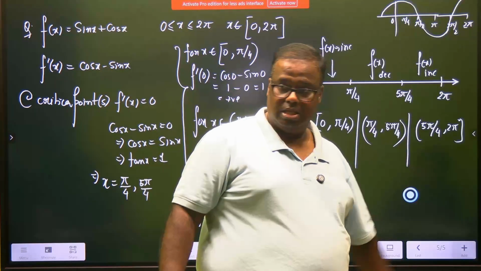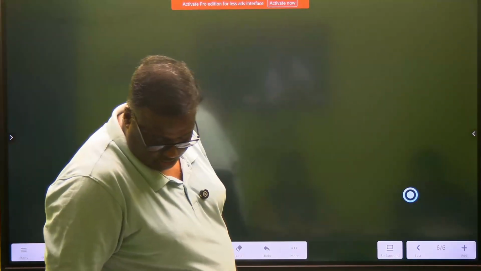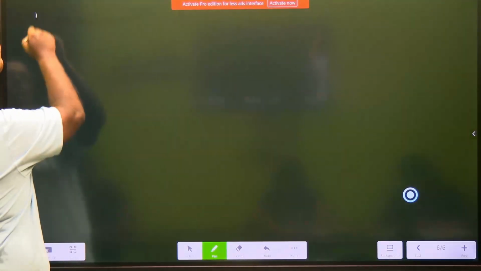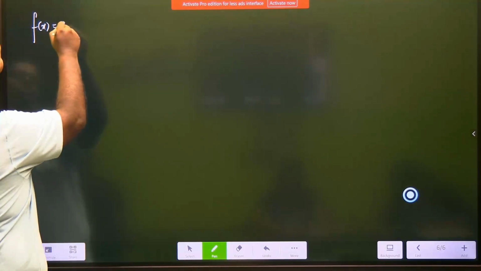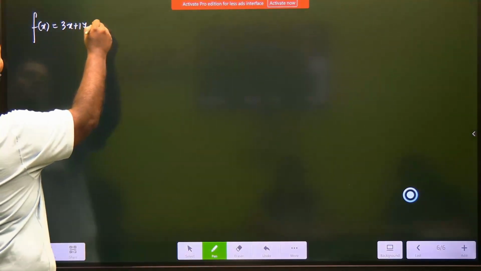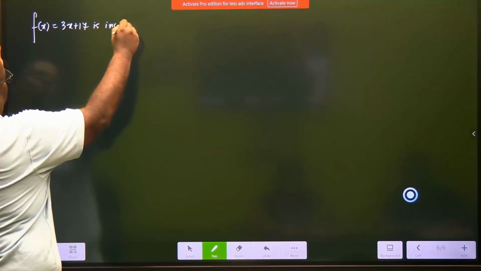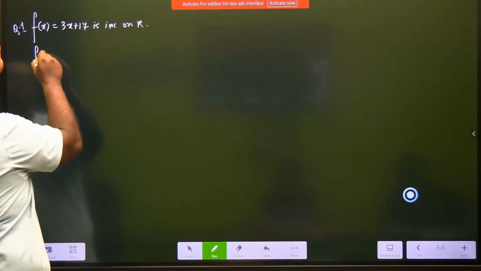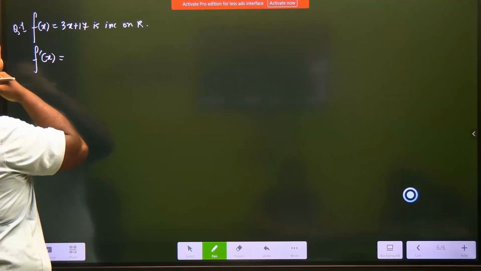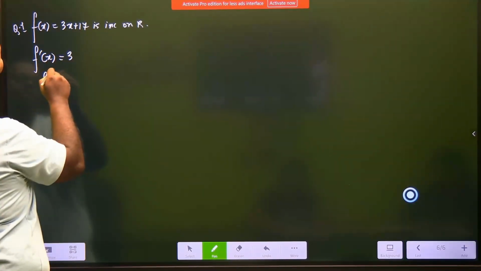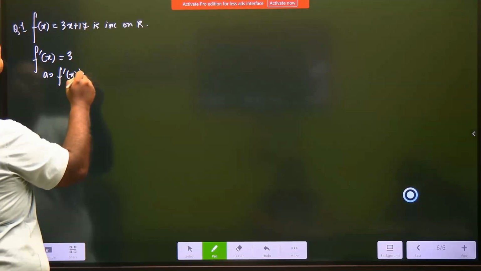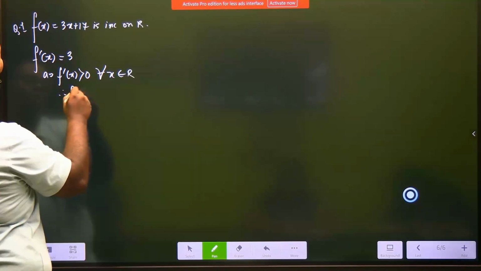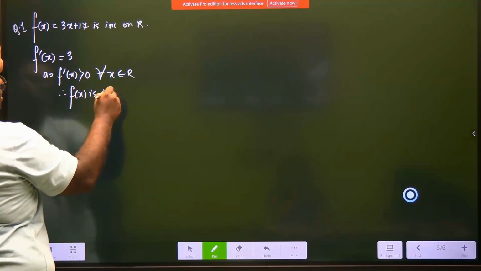Our first question is, show that f(x) equal to 3x plus 17 is increasing on R. This is question number 1. So straight away you find the value of f dash x. What is the value of f dash x? It is 3. So you write f dash x is greater than 0 for every x belonging to R. Therefore, f(x) is increasing on R.